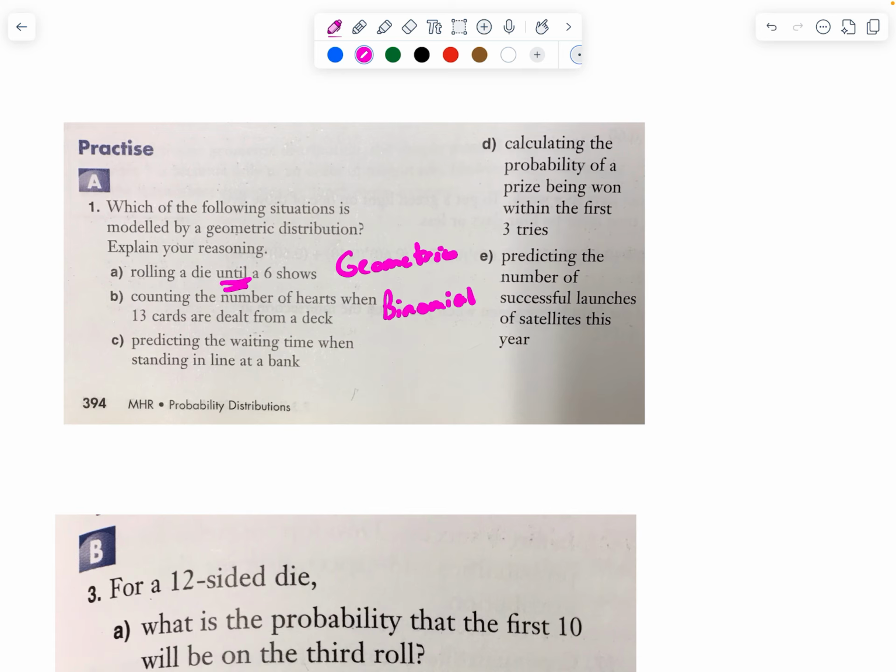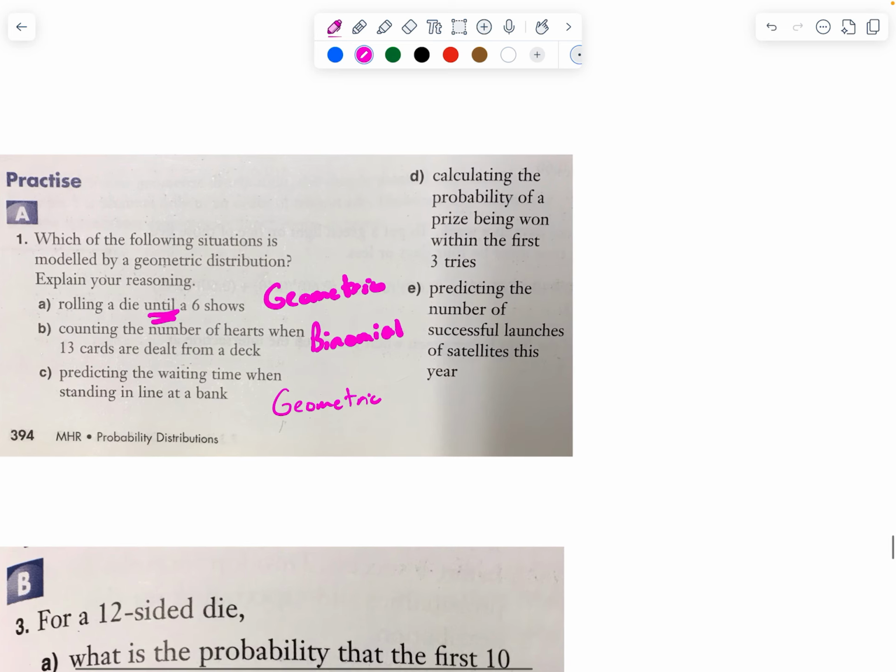C, predicting the waiting time when standing in line at a bank. Predicting the waiting time, so you're waiting how long until I get seen? This is geometric. D, calculating the probability of a prize being won within the first 3 tries. Within indicates that it's not the last thing that happens, so it could happen at any point. So this is binomial. Lastly, E, predicting the number of successful launches of satellites this year. Well, I hope we have multiple successful launches. So I would say that's binomial. There could be multiple.